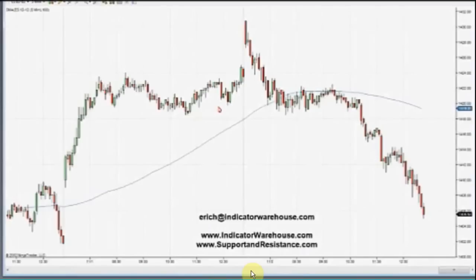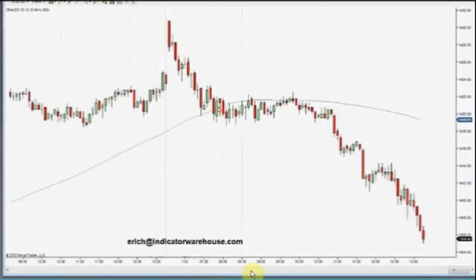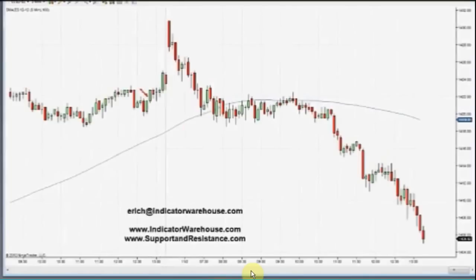Well, you will be happy to know that you can actually identify support and resistance in a very simple two-bar combination. Namely, support occurs whenever you have a red-green bar combination. That is support.